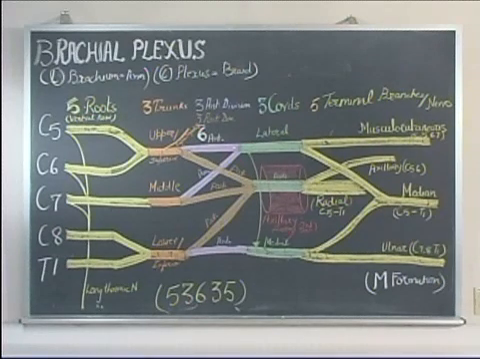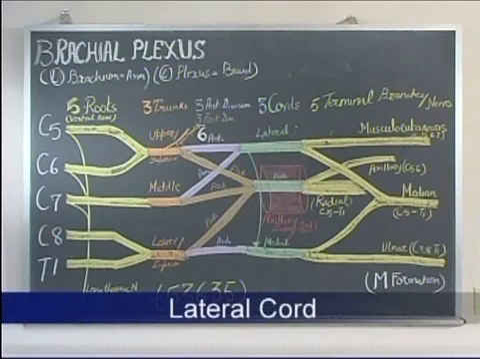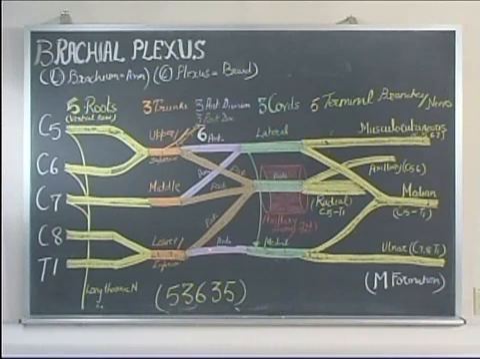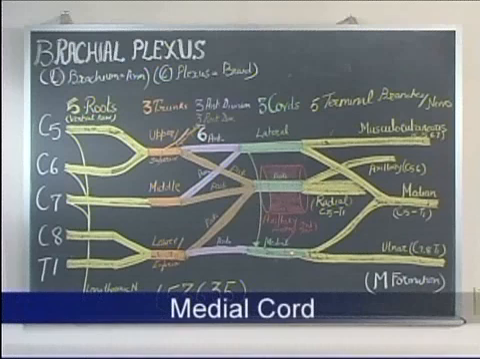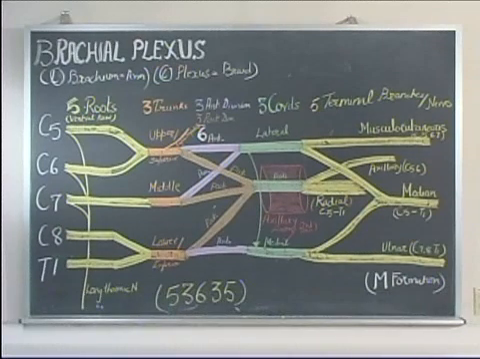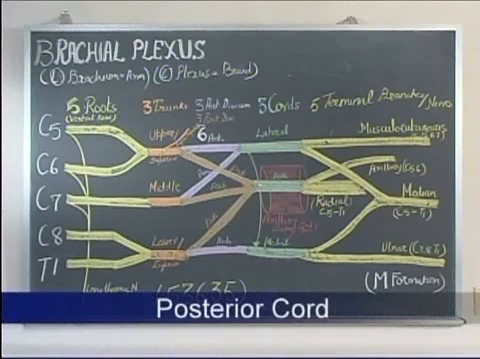The anterior divisions of the upper and the middle trunks join together to form the lateral cord. The anterior division of the lower trunk stays on its own and forms the medial cord. Posterior divisions of all the trunks join together to form the posterior cord.